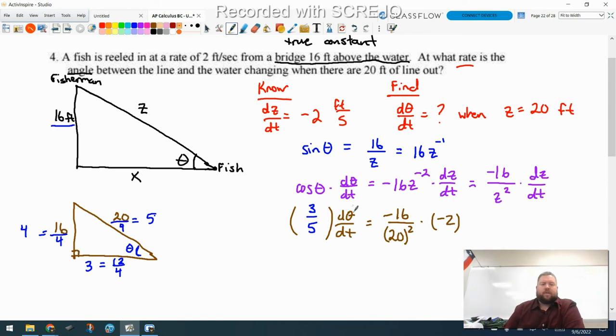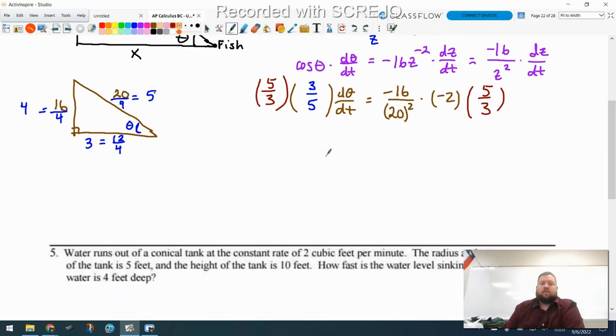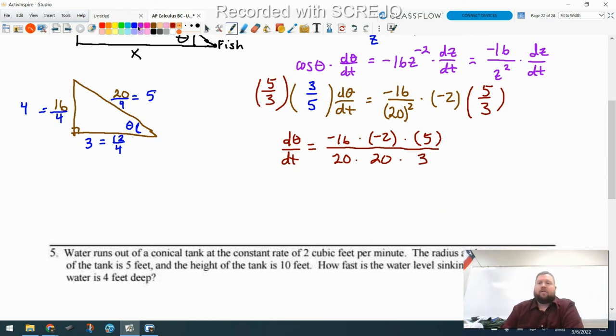Okay, so now we need to solve for d theta over dt. So we are going to multiply by the reciprocal of our fraction to cancel it out. Do the same thing over here. Okay, so I get d theta over dt is equal to, I'm going to write it out as a big fraction here. So I have a negative 16 multiplied by a negative 2 multiplied by a 5. All that's on top. Then on the bottom, I have a 20 multiplied by another 20 squared, multiplied by 3. Okay, I'm leaving it like this because it's easier to start canceling stuff out.